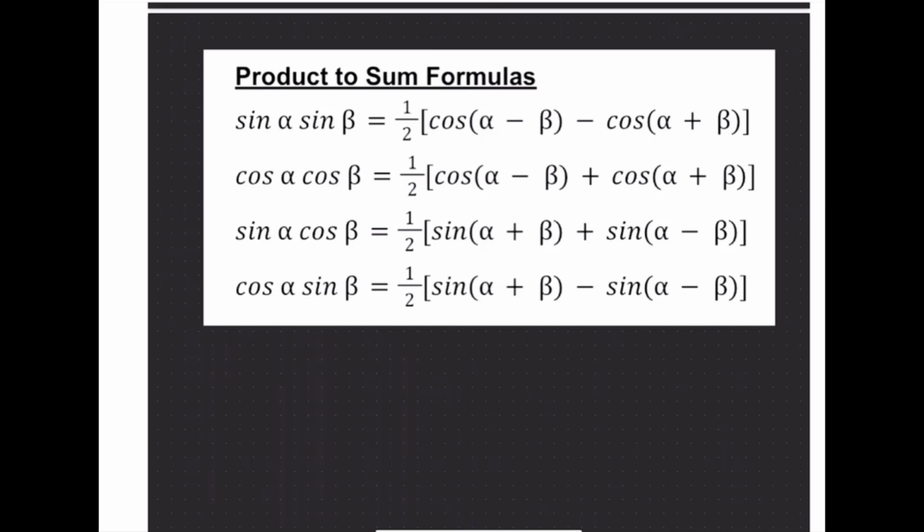Sound good? All right. So when it comes to our product to sum, product means, yep, good answer, multiplication. So we're multiplying two things together, and we're going to convert them into a sum. So we're either going to add or subtract them together, either the sum or the difference, right? And that's what these little guys right here are: a sum and a difference. Sound like a good plan?